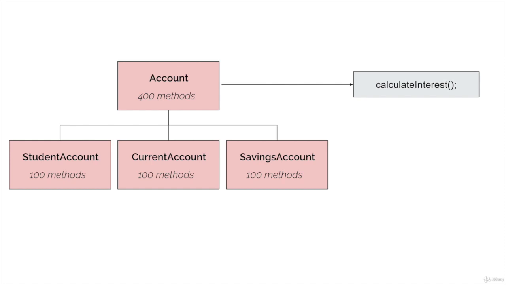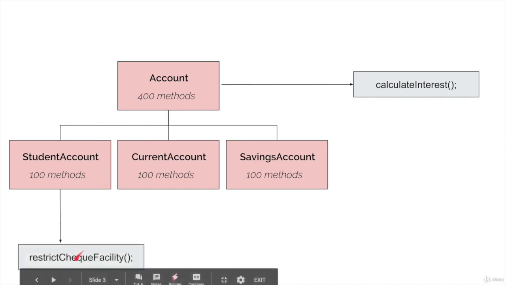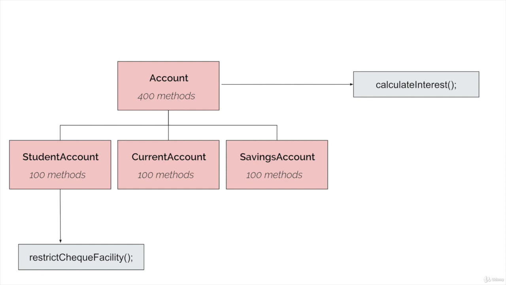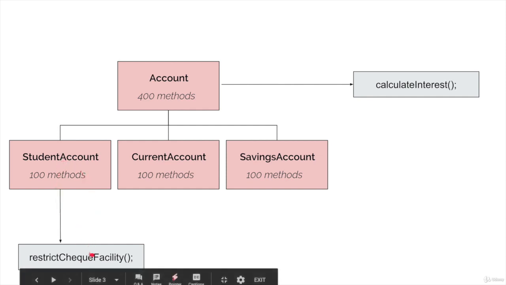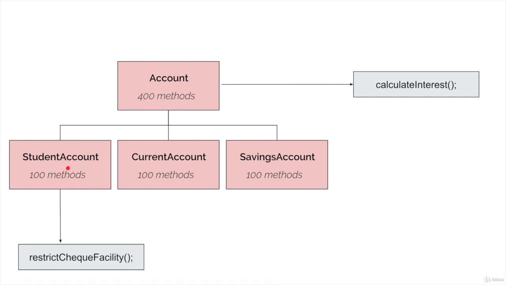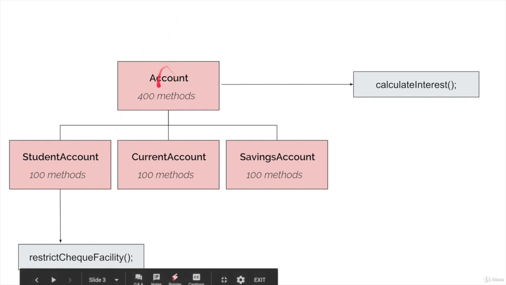Here I have written an example of a common method that is applicable for all three classes, which is calculate interest. You have to calculate interest for all types of accounts, so you can move this calculate interest method to the parent class. And some child specific method, for example restrict check facility. If your bank doesn't provide check facility to the student account, you can have the restrict check facility method in the student account, but it's not applicable to current account and savings account, so you don't need to move this method to the parent class.